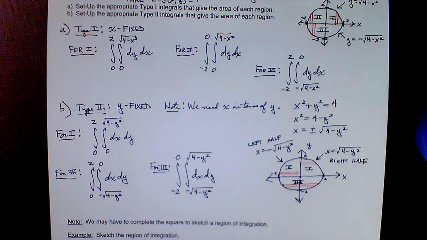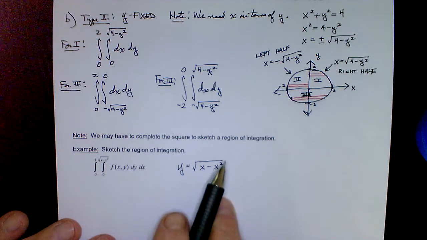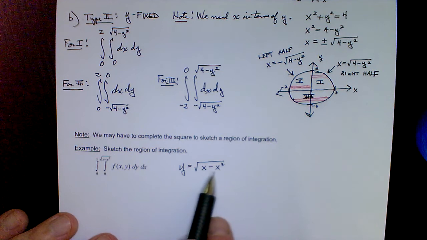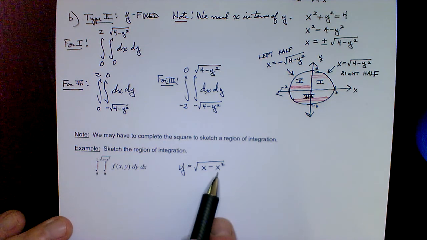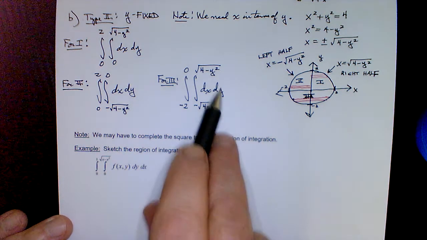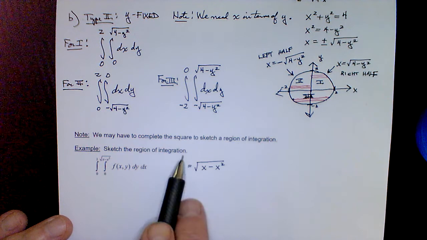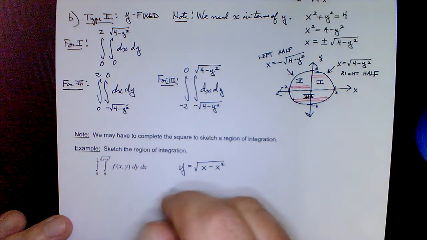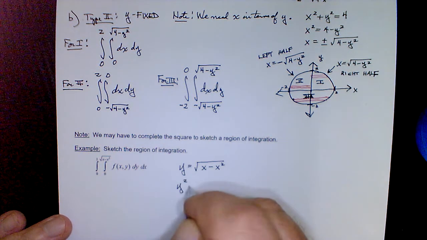Sometimes we have to complete the square to sketch the region. Consider all of these are just numerical values, but the upper limit here is y is the square root of x minus x squared. So that's the situation where it is a circle, but we have to complete the square on it. Notice how it's similar to the circle that we were talking about in the last example. So completing the square, here I'll show you what we need to do.